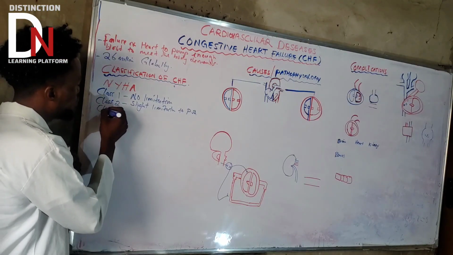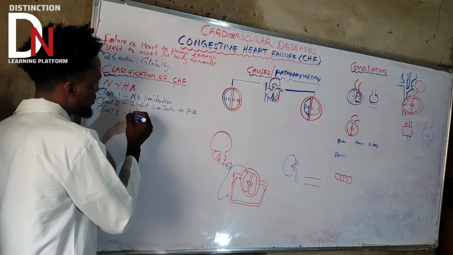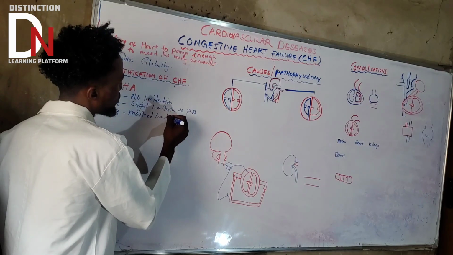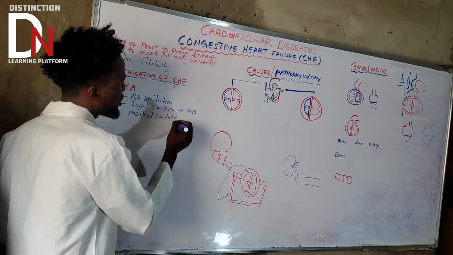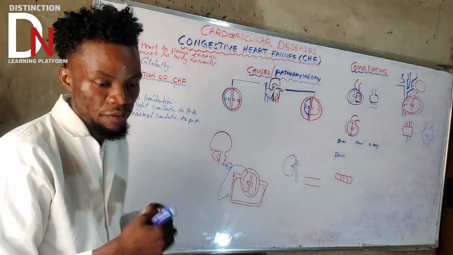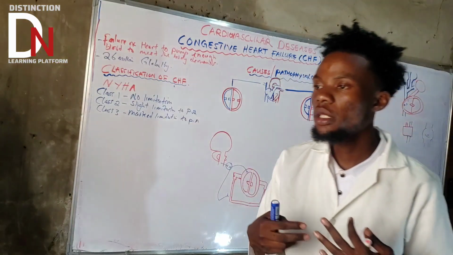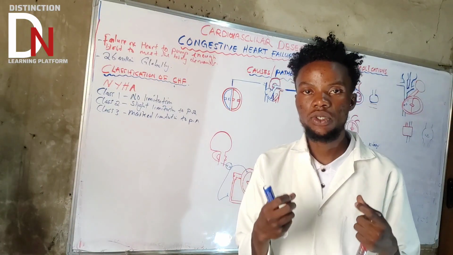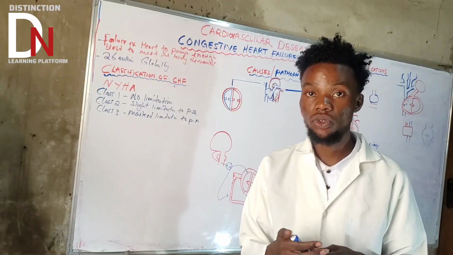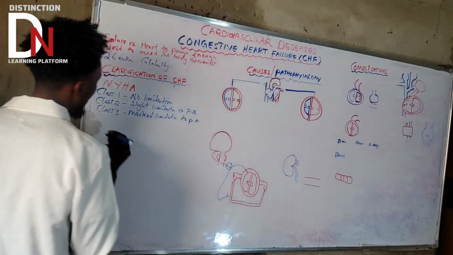What about class 3? Then there will be marked limitation to the physical activities that they do. But if they stop doing those physical activities, the symptoms will go away. So basically at first they are just okay, but if they start doing something, there will be symptoms that are going to be observed. Then the last class is class 4.